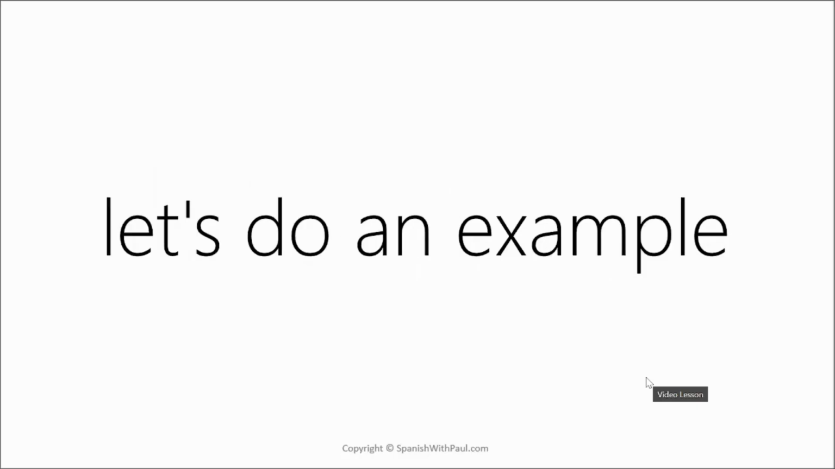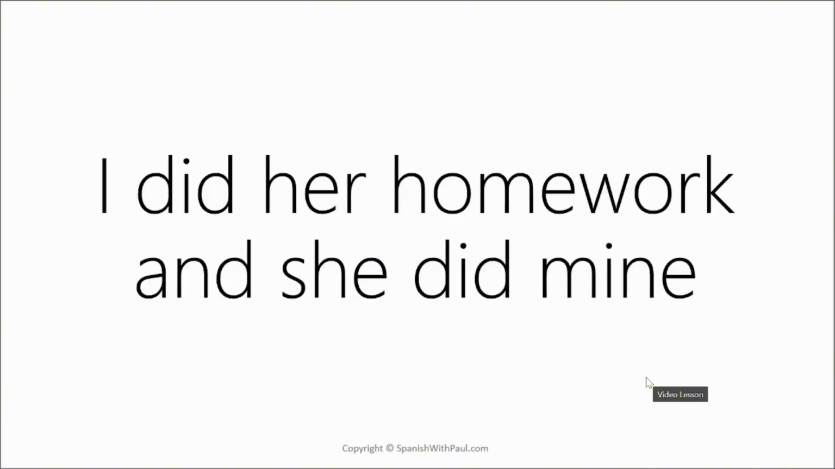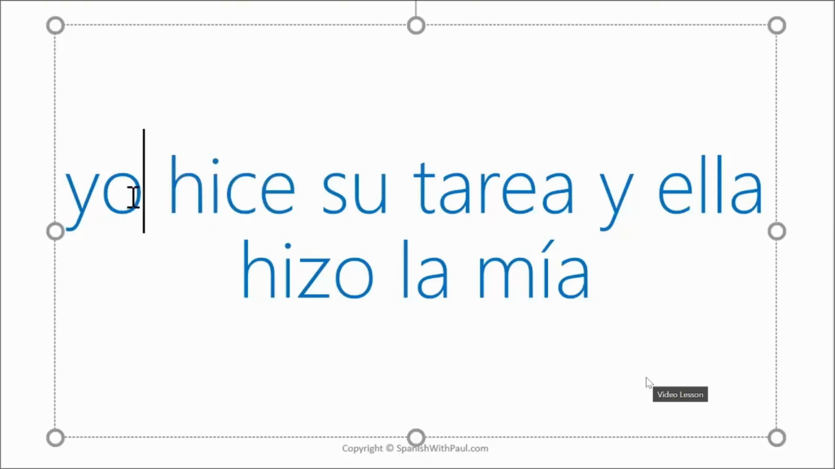Now let's do an example. The homework is la tarea. So if we wanted to express something like, I did her homework and she did mine, this would be yo hice su tarea y ella hizo la mía. Breaking it down, we have I did, yo hice. Of course, I'm emphasizing the I here with yo. So yo hice su tarea. I did her homework. And she, y ella, hizo la mía. She did mine. Notice that for mine, here I am selecting la mía because we have la tarea.